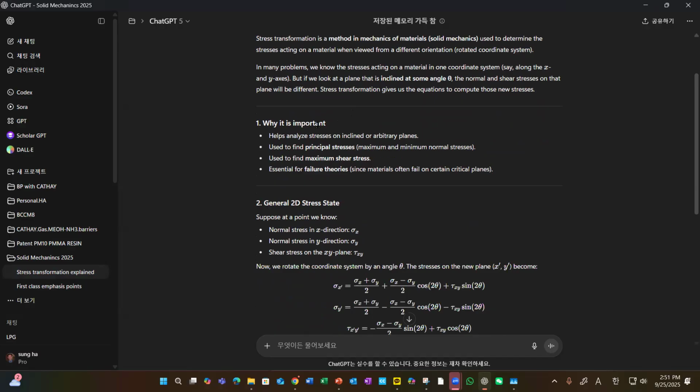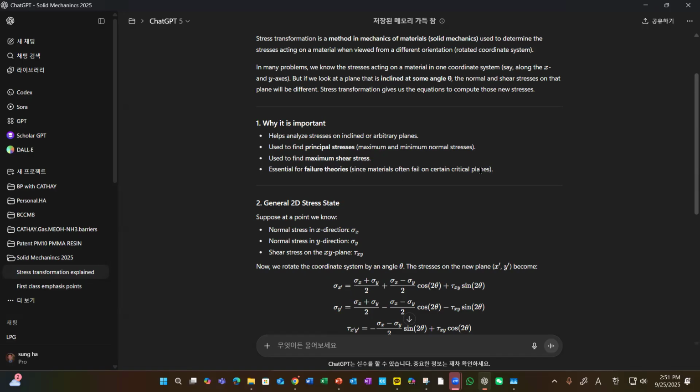Why is it important? It helps analyze stress on an inclined or arbitrary plane. That's exactly what we learned. What is an inclined or arbitrary plane? It's X prime and Y prime. It is used to find the principal stress. We emphasized the principal stress, the maximum normal and minimum normal stress. It is also used to find the maximum shear stress, which we learned.